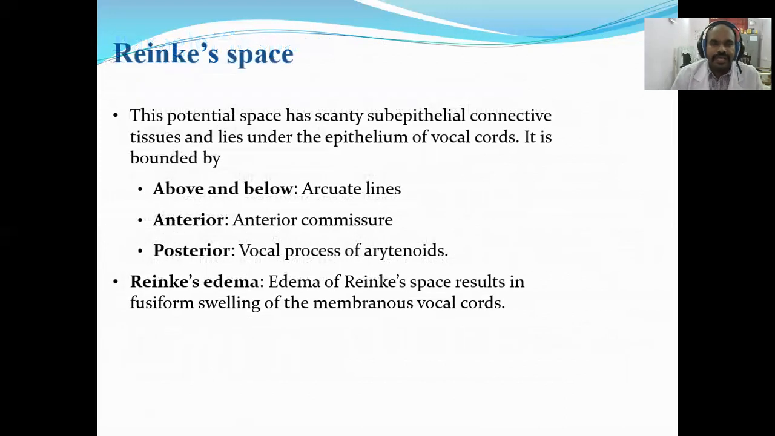Then we have the Reinke space. Reinke space is the potential space which has scanty subepithelial connective tissue and lies under the epithelium of the vocal folds. It is bounded above and below by the arcuate lines, anteriorly by the anterior commissure, and posteriorly by the vocal process of the arytenoid. The space between these is called the Reinke space. Reinke's edema is the edema of the Reinke space, which results in fusiform swelling of the membranous vocal folds.